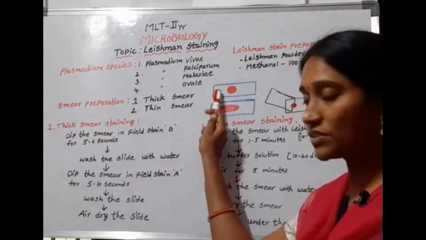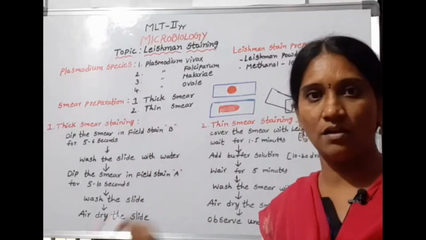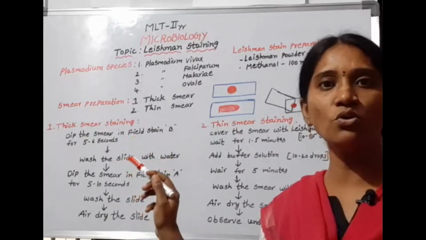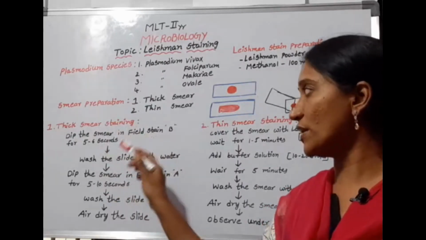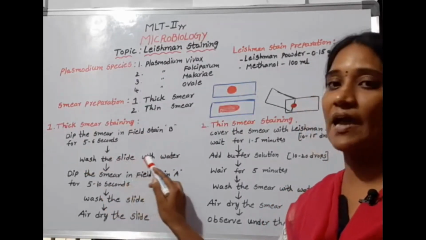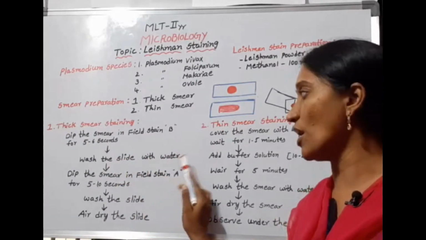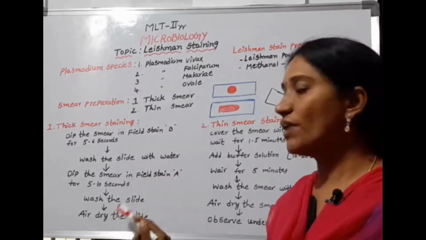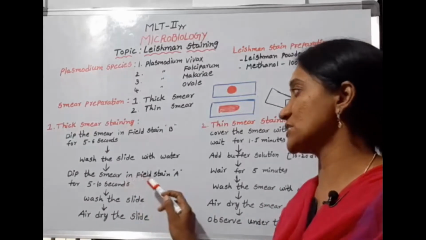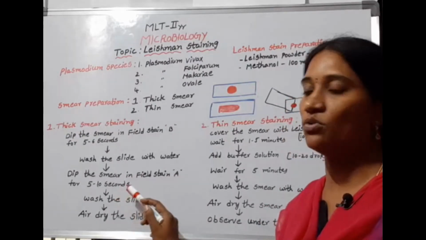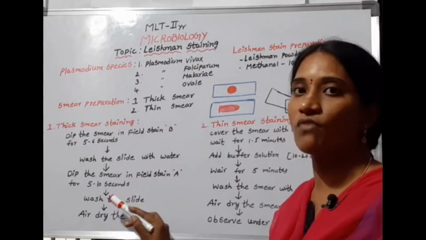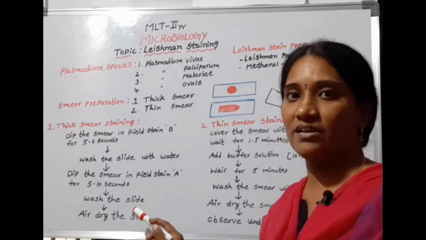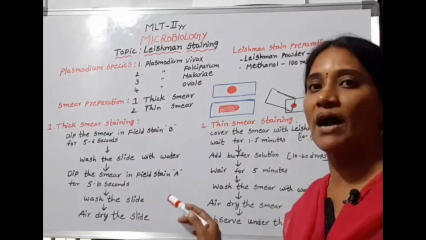After preparation of the thick smear, allow it to dry. After drying, dip the smear in Field stain B for 5 to 6 seconds. After completion of the time, wash the slide with water. Next, dip the smear in Field stain A for 5 to 10 seconds, then wash the slide with water. Air dry the slide and observe under the microscope.